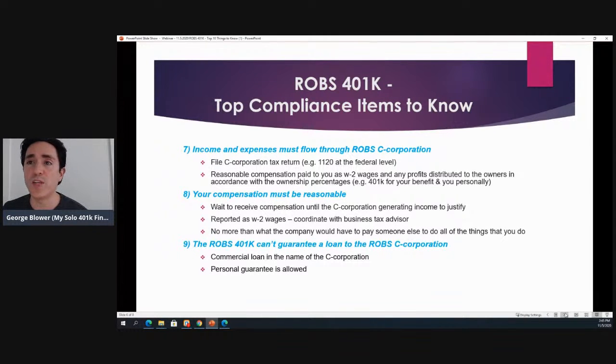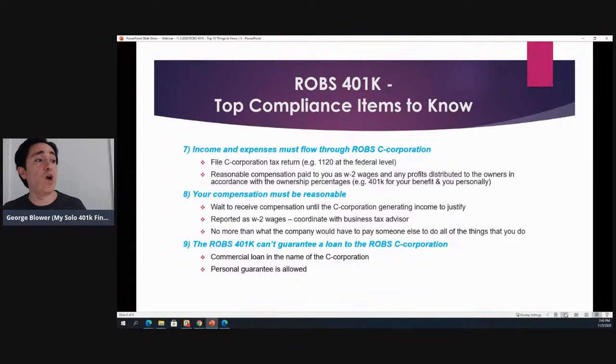And so what is reasonable? In simple terms, that's going to be something that's not more, a total compensation, whether that's your salary, your bonus, etc. However it's paid, not more than what the company would have to pay someone else to do all of the things that you are going to do and all the roles that you will have in the company.